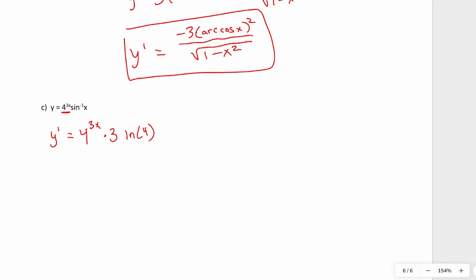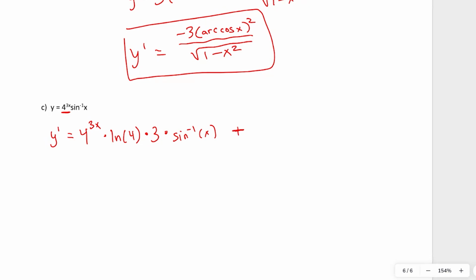4. If you want, I kind of like actually putting the natural log next, because that is like the derivative of the 4 to the whatever, and then times, using the chain rule, the derivative of 3x is 3. The order here doesn't really matter because multiplication is commutative, so you can write it in any order, but I'm going to leave it like that. So that's just the derivative of 4 to the 3x times the inverse sine of x. And so that's just the first piece.